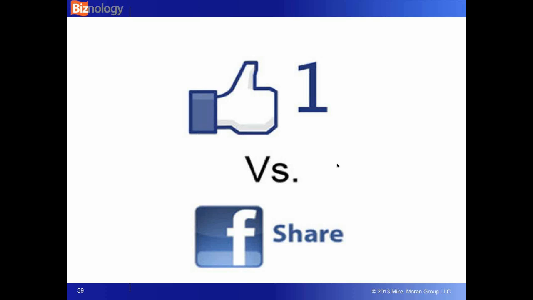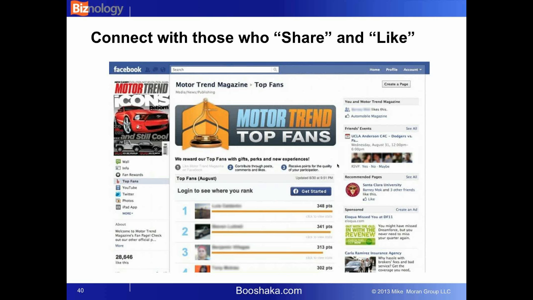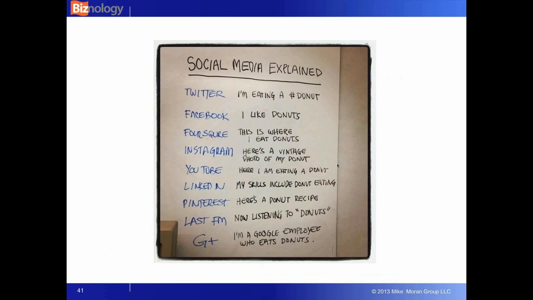So what you want to do is work, as I said, almost like a PR effort, connect those who share and like your content. Find the people who are most apt to share your content, most apt to like your content, and increase your outreach to them. It's about building influence with those influencers. Now, obviously, there's more than just Twitter and Facebook. There are tons of social channels.